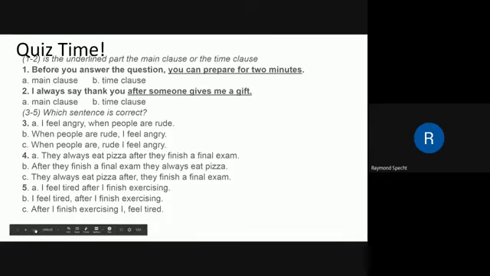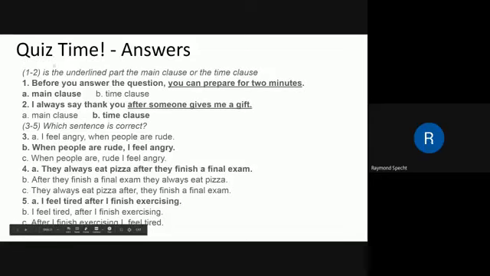Okay, let's take a look at our answers. Numbers 1 to 2 are underline the main clause or the time clause. So is the underlined part the main clause or the time clause? Number 1, before you answer the question, you can prepare for 2 minutes. We see the comma here, we see the before here, so the underlined part is our main clause. I always say thank you after someone gives me a gift. After is our time word, time clause.